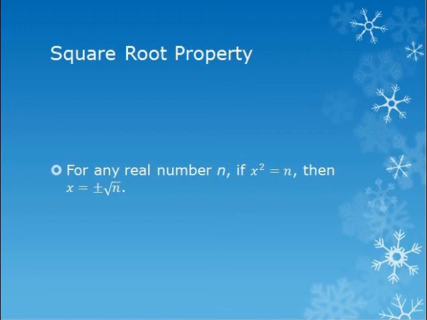Alright, the square root property. A few more notes here. Square root property says for any real number n, if x squared is equal to n, then x is equal to plus or minus the square root of that number. Because remember, if I take -5 squared, that's 25. If I take 5 squared, that's also 25. So technically, when we're solving for a variable, we don't know if we're looking at the positive or negative version of that number. So we have to take both into account. So when you solve for the square root, we're going to look at both the positive and negative version of that number.